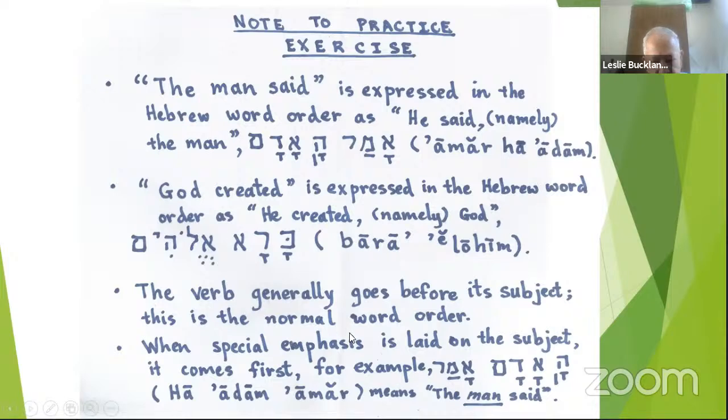When special emphasis is laid on the subject, then you find that the subject comes first in the sentence. For example, Ha-Atham Amar means the man said. Ordinarily, you wouldn't put the noun or the subject first, you'd put the verb first. But if you want to emphasize the noun or the subject in the sentence, you put it first.